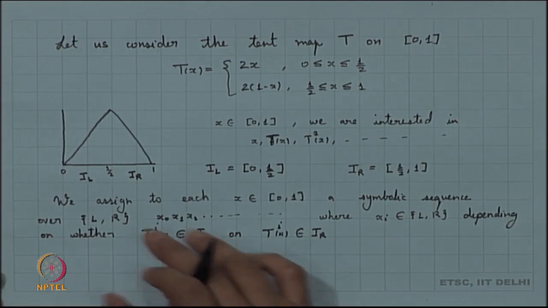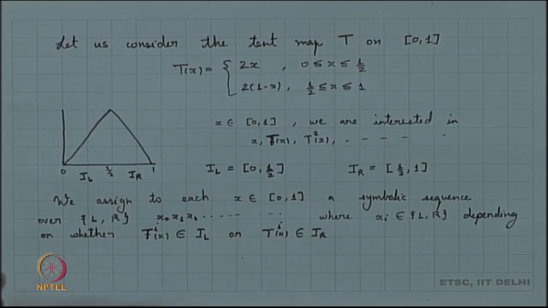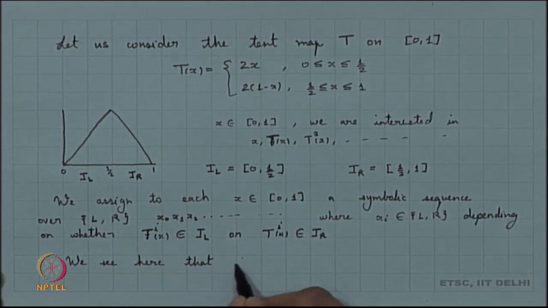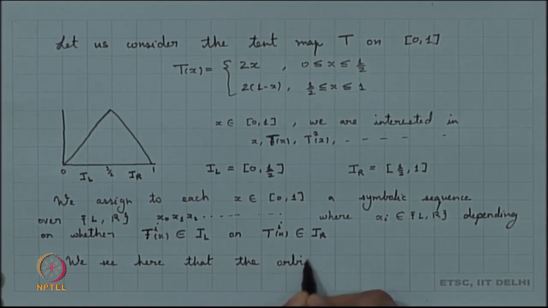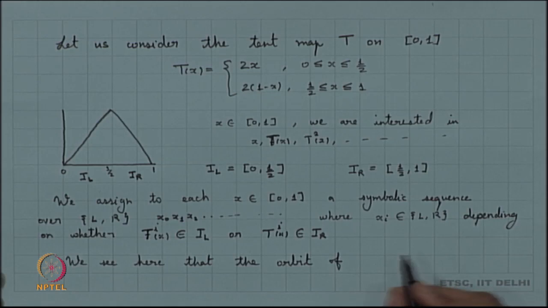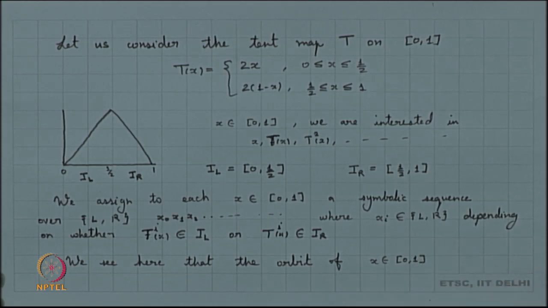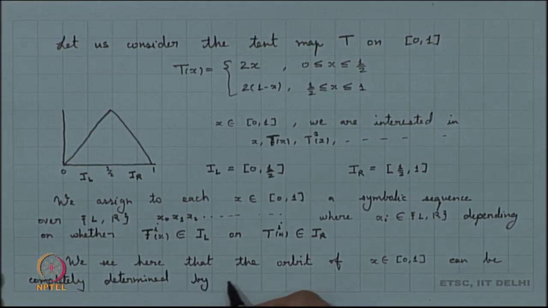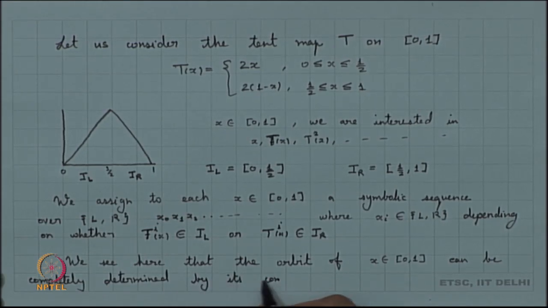So, we have that the orbit of any x in [0,1], right, can be completely determined by its symbolic sequence.